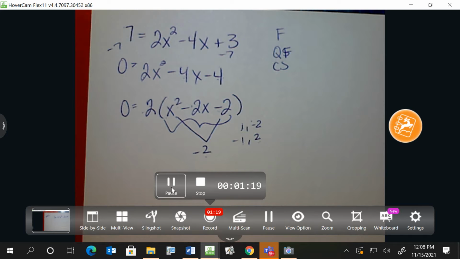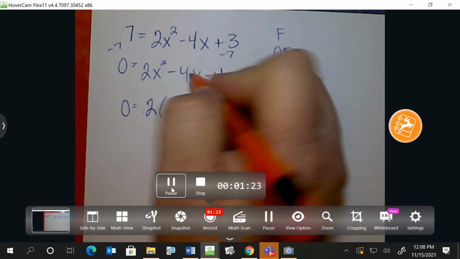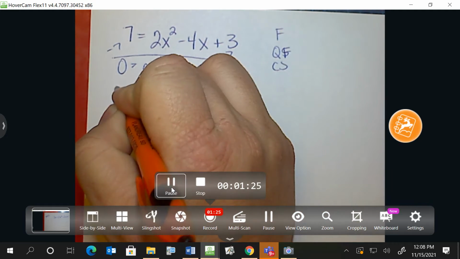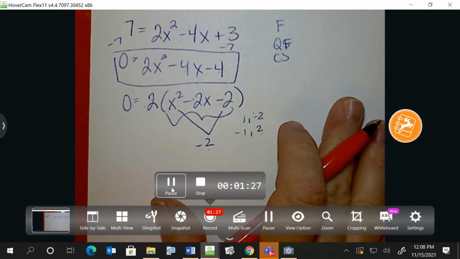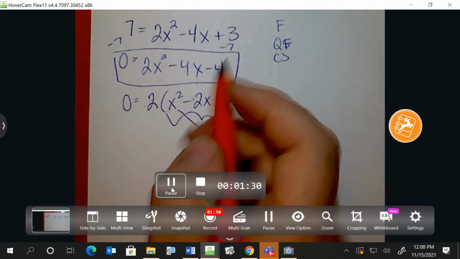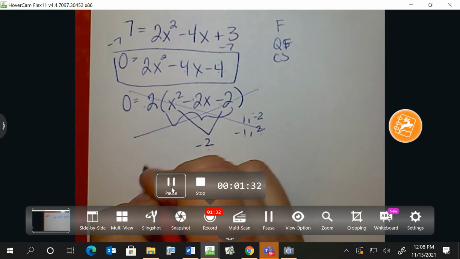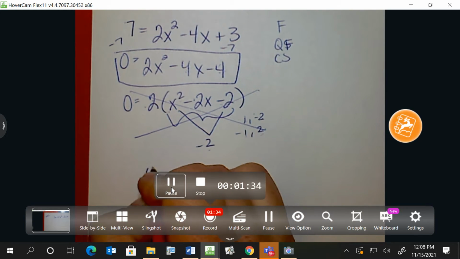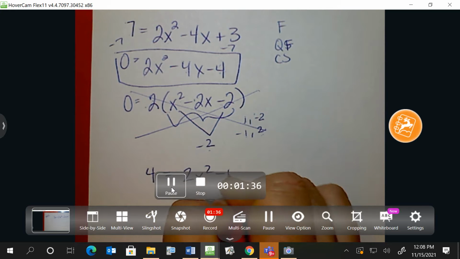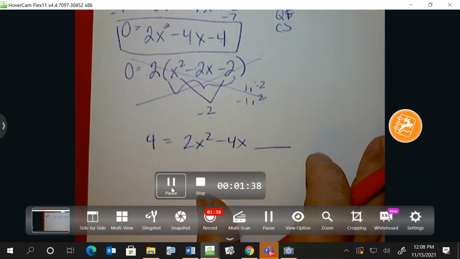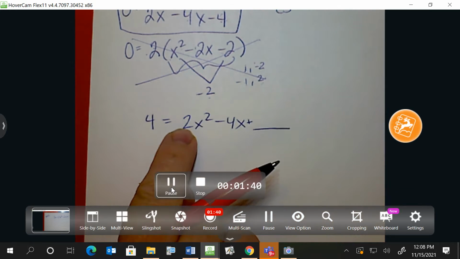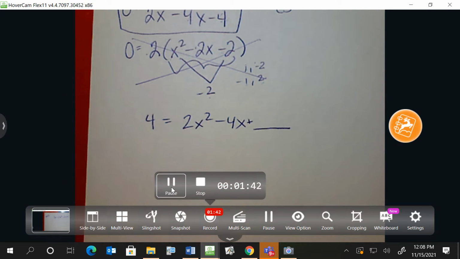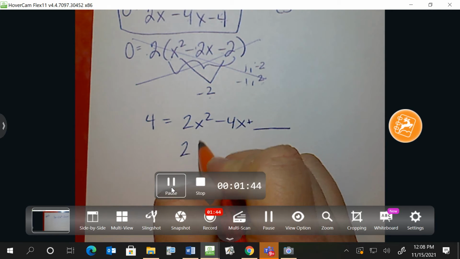So since this is not factorable, I'm going to go back up here and start from the beginning. This is where I'm going to start from. I'm going to start by moving 4 to the other side. It's not factorable, so I move 4 to the other side by adding: 0 plus 4 is 4. And there's this blank spot. Now because the leading coefficient is different than a positive 1, I need to factor it out.